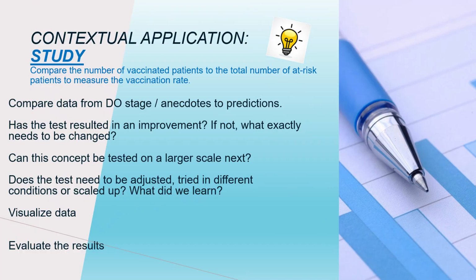An example of the study phase may be to compare the number of vaccinated patients to the total number of at-risk patients to measure the vaccination rate. We should evaluate the results. The effectiveness of the interventions can be determined by comparing test results with the goals that were identified in the plan phase. We might find that the change has been very successful, but it also is common to find that the results weren't as expected.